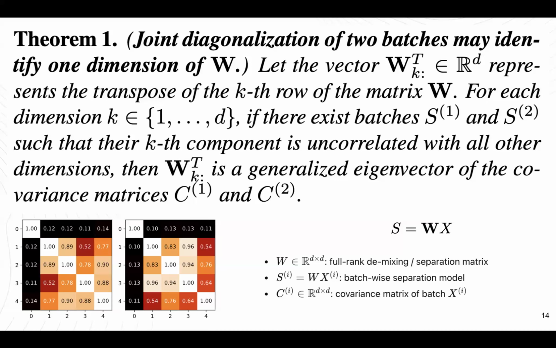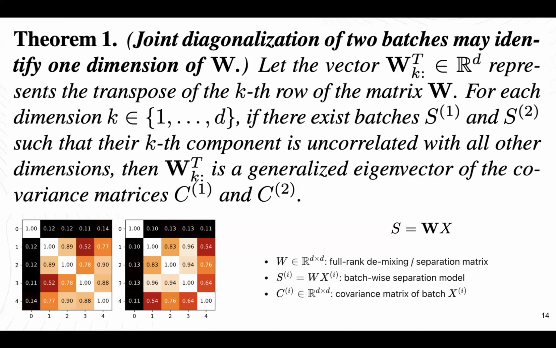So I discovered a theorem: joint diagonalization of two batches may identify one dimension of W. Let's say it simpler. W is the demixing matrix, not the mixing one. Each K represents one row of W. For each dimension K, suppose there exist batches S1, S2, where S is from the ground truth, the separated result.